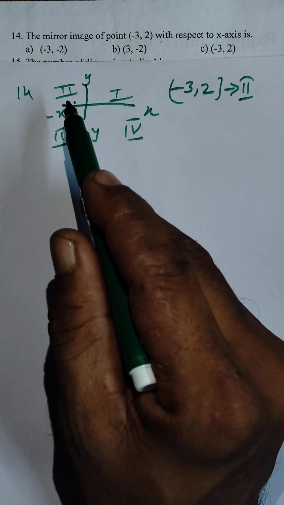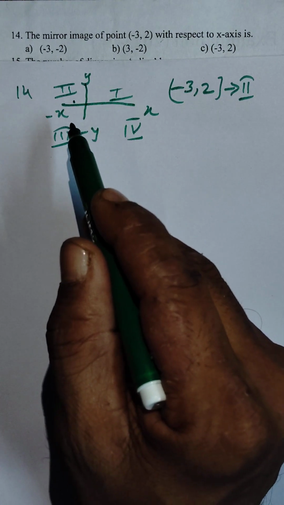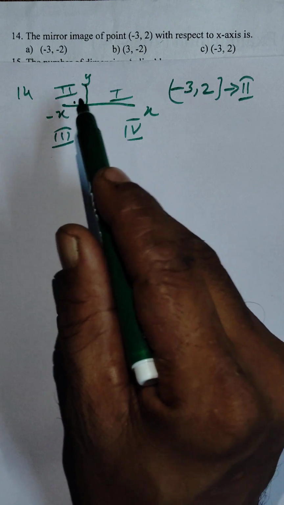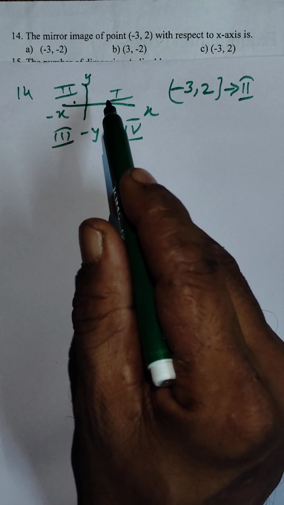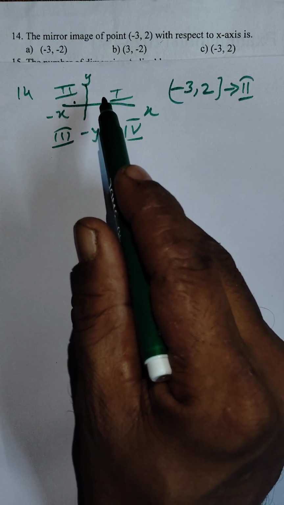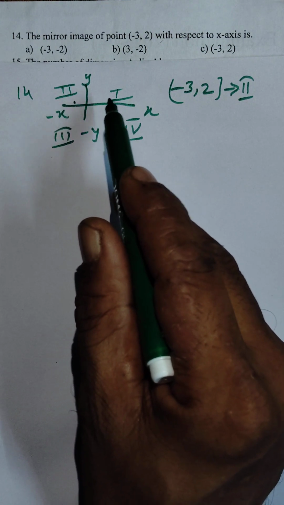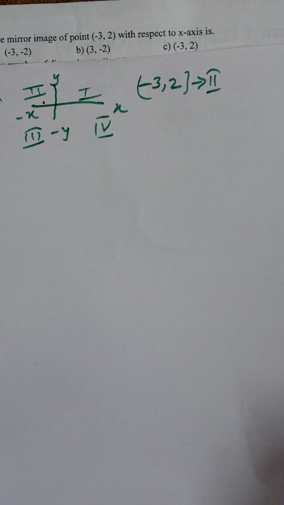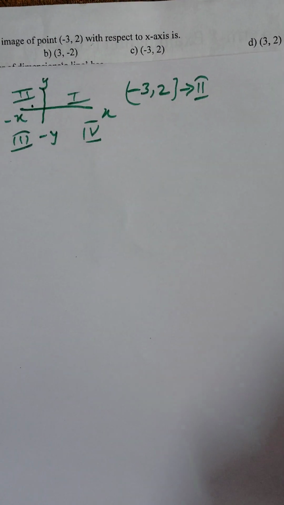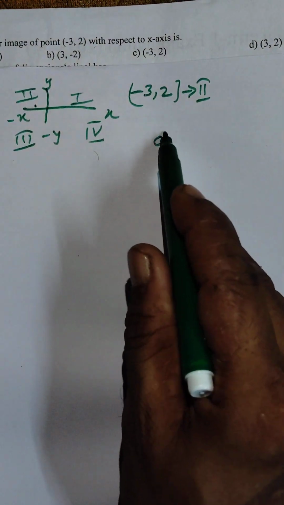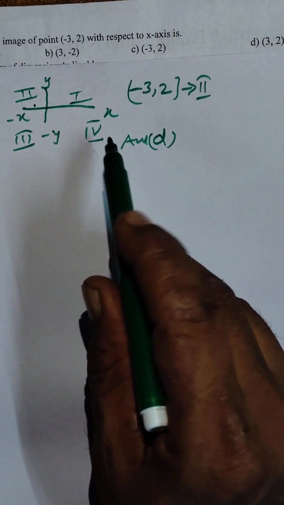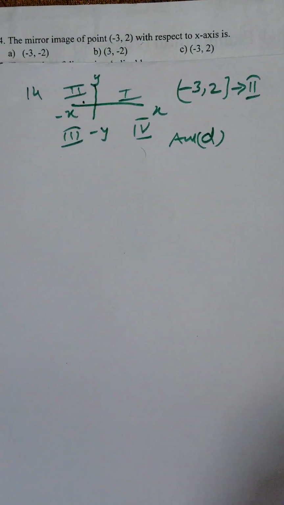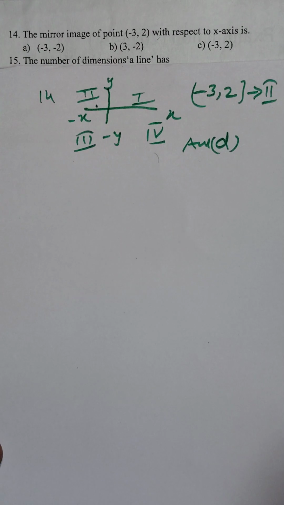So its mirror image will be in the first quadrant. So it means x will be positive and y will be positive, so both will be positive. So in the 14th question, option D is given, 3, 2 positive. So in this, D is the answer. Mirror image means left right change, isn't it? Yes.